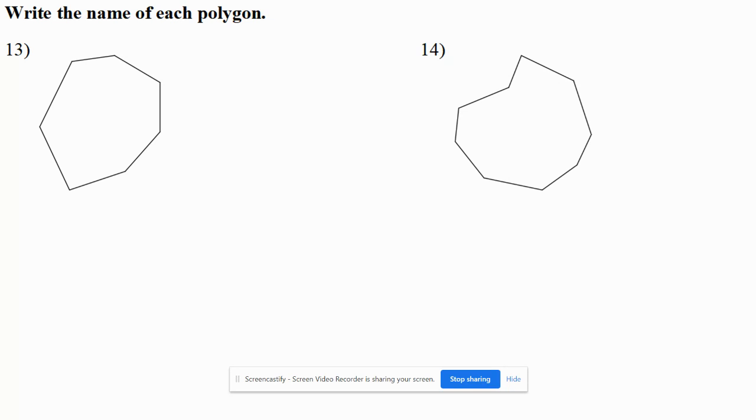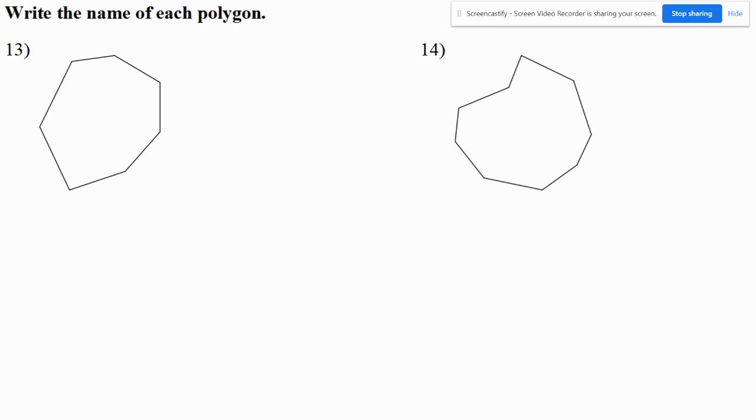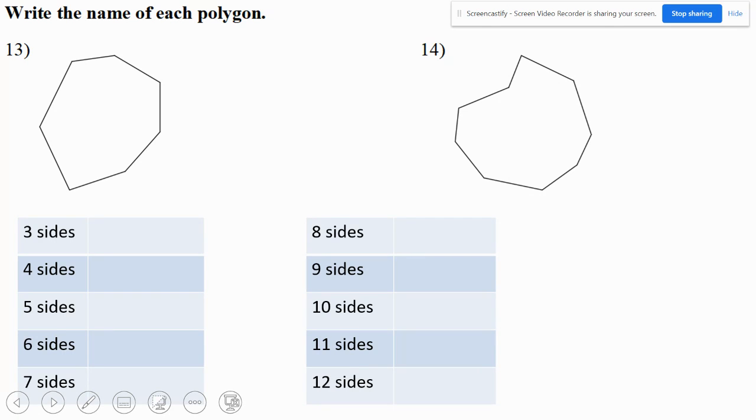Let's talk about the names first. Let me start by talking about the name. The smallest amount of sides a polygon can have is three sides. Now, when we have a polygon with three sides, we're going to call that a triangle. Any polygon with three sides, we're going to call it a triangle.